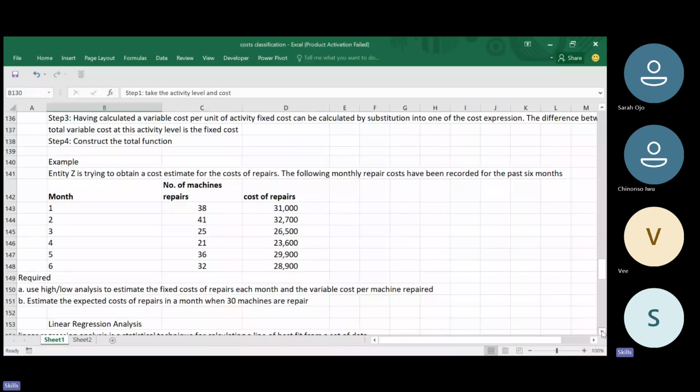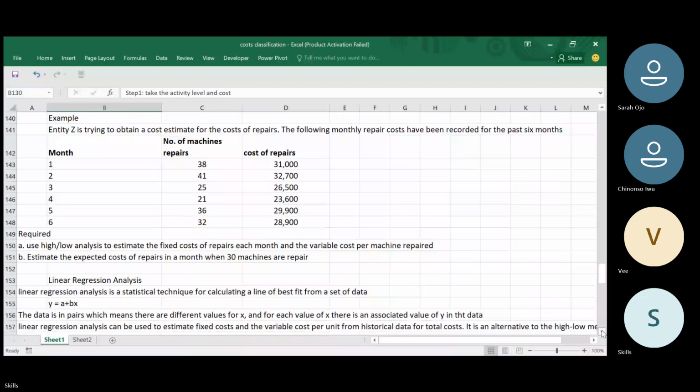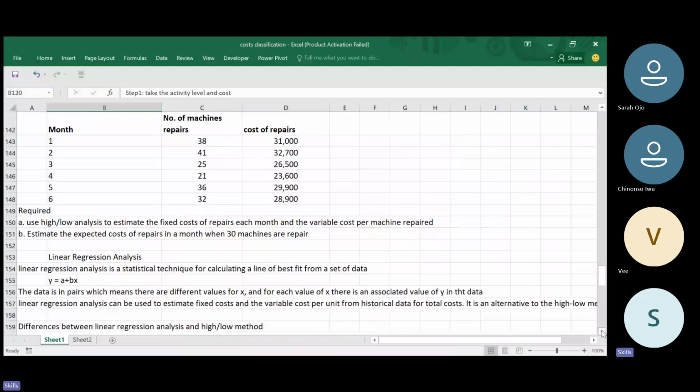So the next one is linear regression. We have two methods, the high and low. We'll just look at the high and low method now. So the next one is the linear regression analysis.